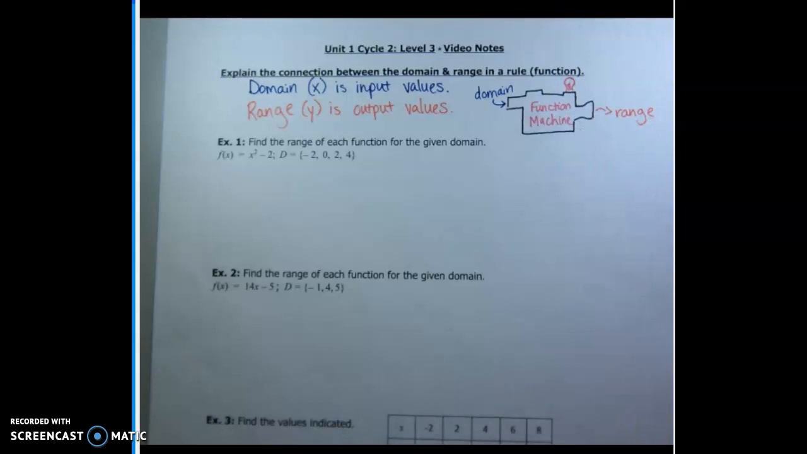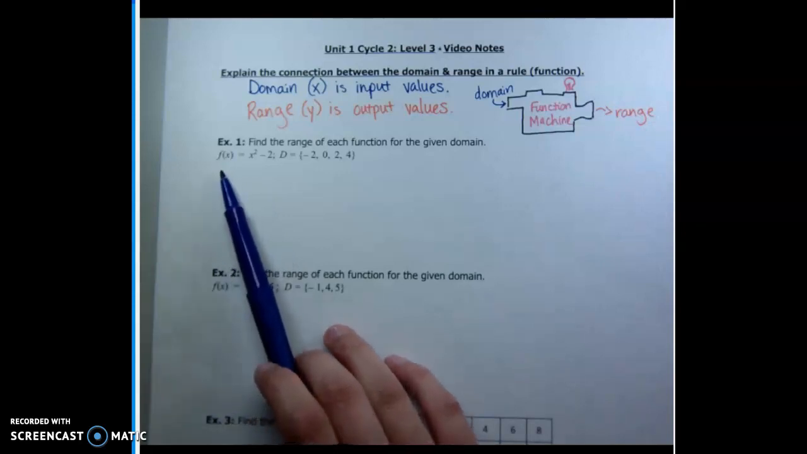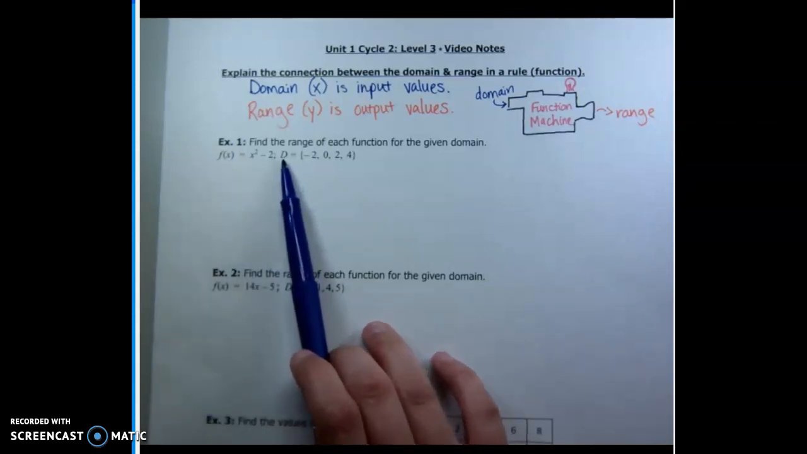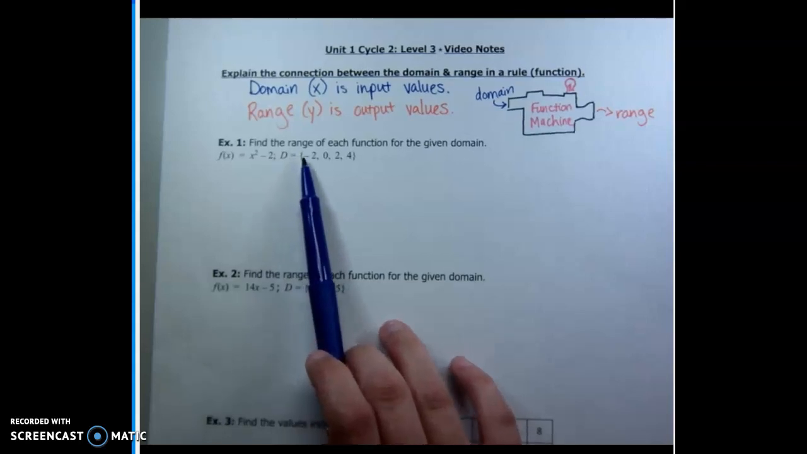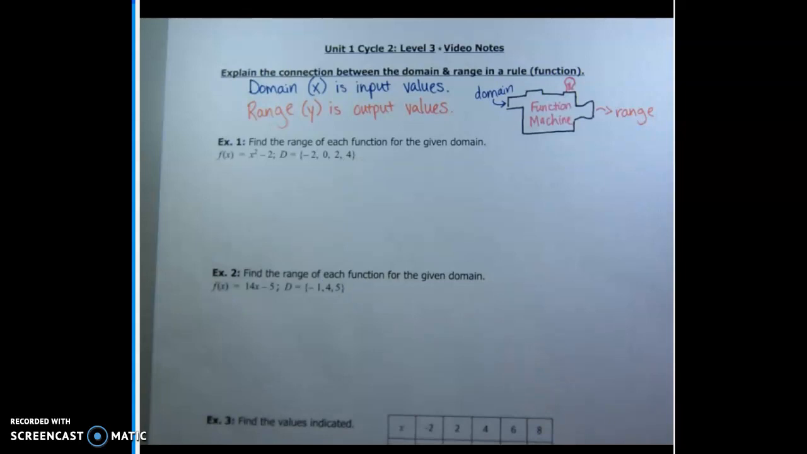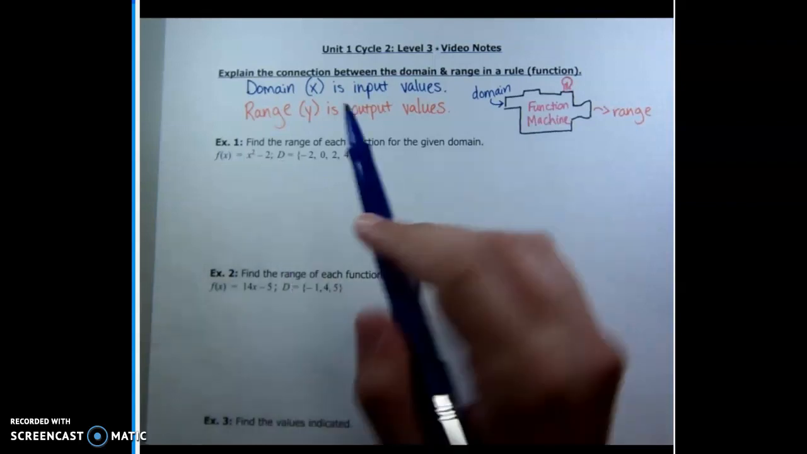Now, there are several different ways we can find the range when we're given a domain. For this rule, it's f of x, because remember we don't say fx. This isn't a TV channel. f of x equals x squared minus 2. The D stands for domain, so they're giving us 4 inputs. If we put 4 things in, we should get 4 things out. The first way we can do it is by hand. These domains are the x values.